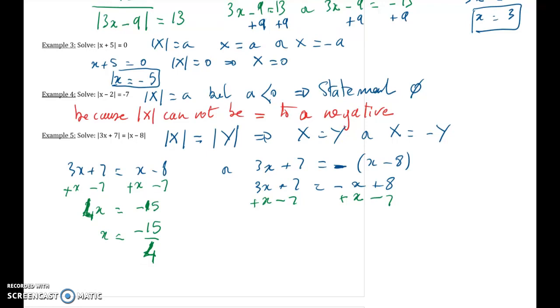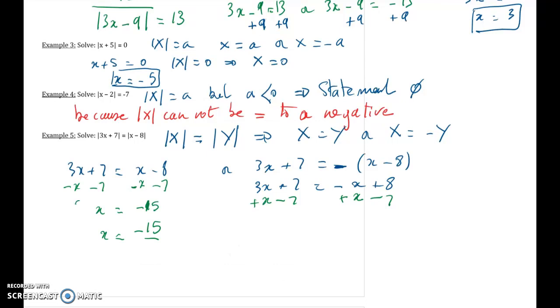Oh, no, I'm making a mistake. I was right. See how we can make a mistake? I need to subtract x for this one, because it's a plus x. In order to get rid of this x, I need to subtract x. So I was right for this one. It's a 2.